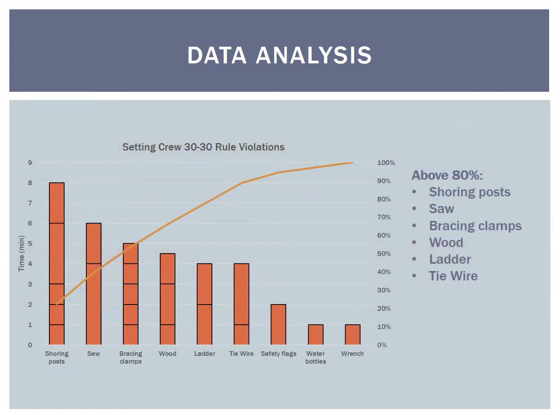The following Pareto charts show which 30-30 rule violations had the greatest impact on fieldwork efficiency. They were compiled from a combination of activity sampling and worker survey data. Each block represents an occurrence of a worker needing to go farther than 30 feet or 30 seconds to retrieve the item, and the height shows how long it took. The orange line and right-hand axis can be used to identify which items account for 80% of the lost time and should therefore be focused on. In the case of the deck setting crew, these items are shoring beams, saws, bracing clamps, wood, ladders, and tie wire.